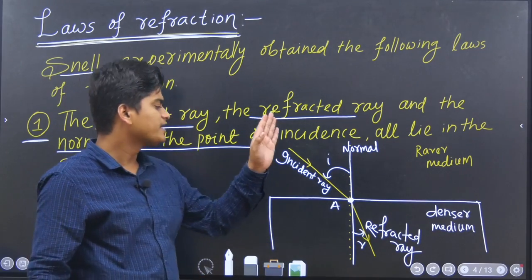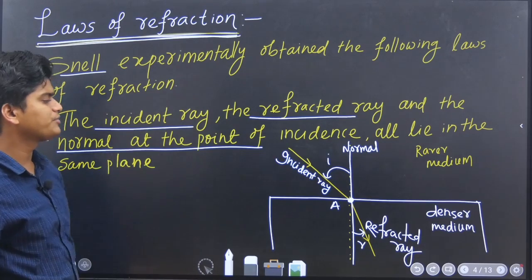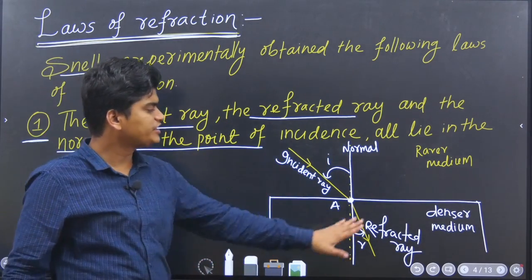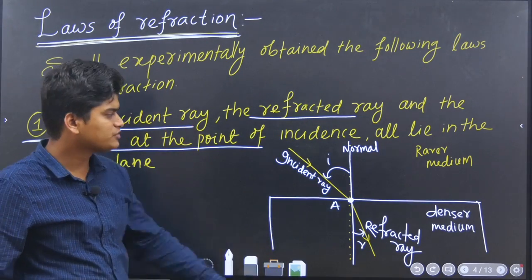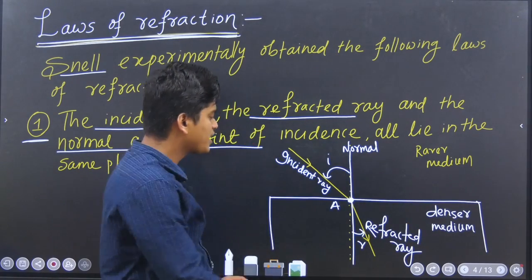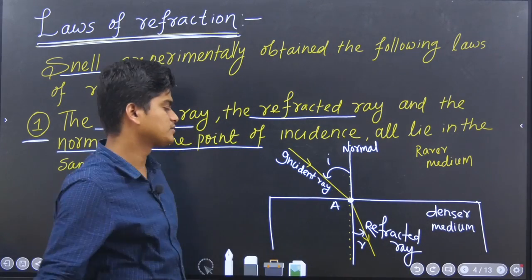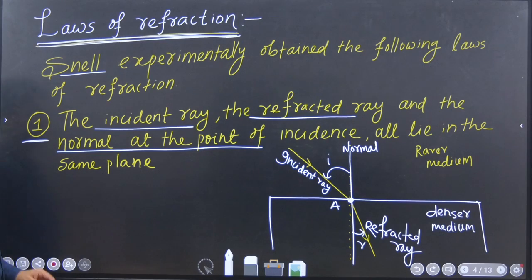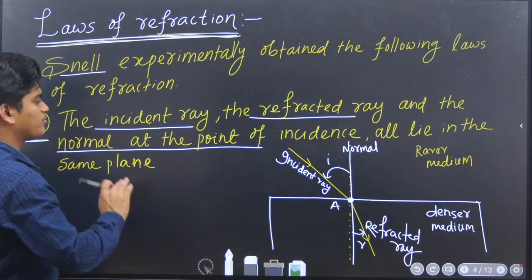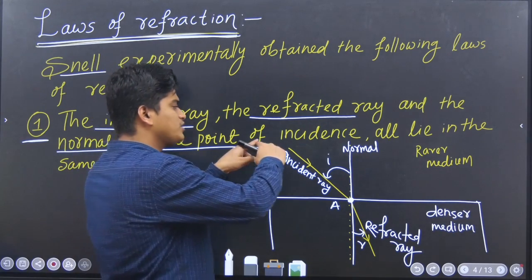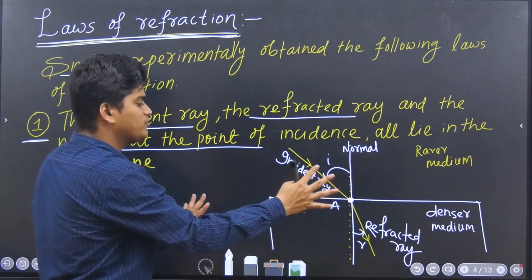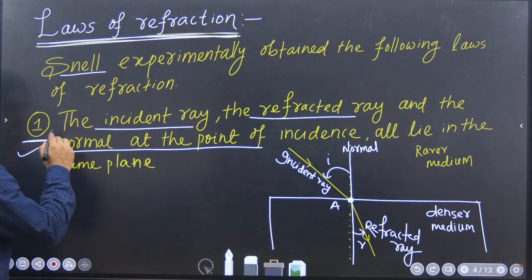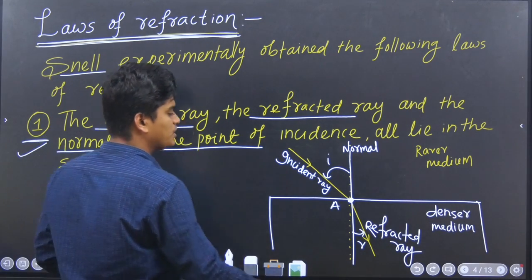So what are they telling? The incident ray, refracted ray, and normal at the point of incidence are all lying in one plane. You see, this board is the plane. In this plane they all are lying, and you see this is taken as the rarer medium and this is taken as the denser medium, so light is going from rarer to denser. That's why it is bending towards the normal. So what you are understanding is that the incident ray, refracted ray, and normal at the point of incidence are all in one plane. This board is the plane, you understand? Everything is lying on one plane. This is basically the first thing you are told in the laws of refraction.